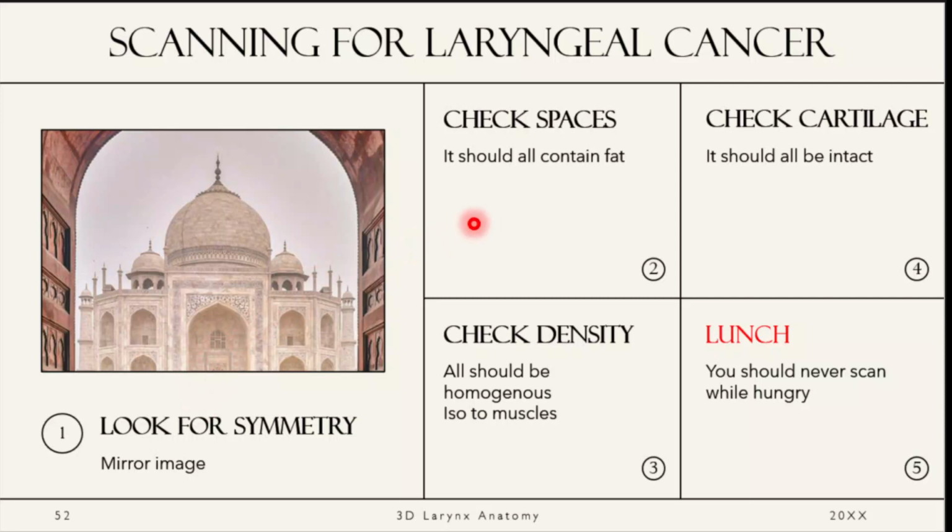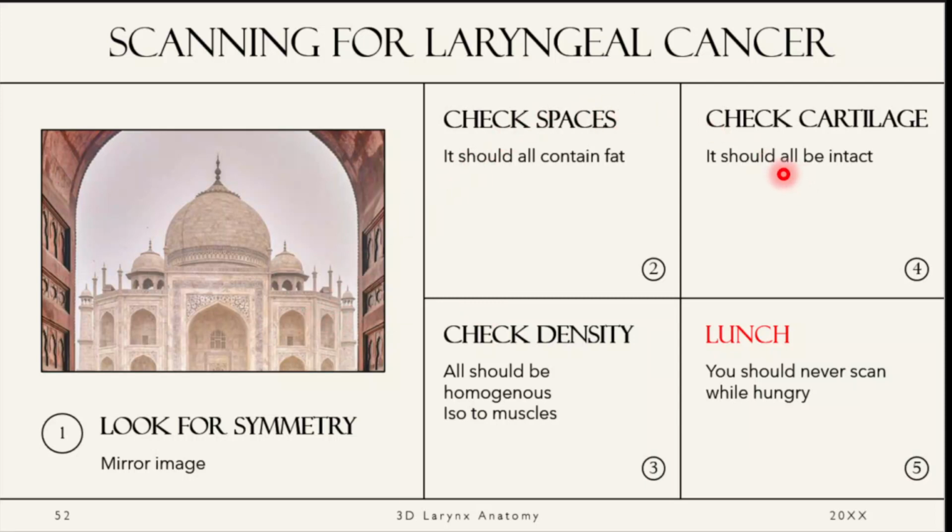Another thing, we look for the spaces. We said that spaces should be spaces. So the sky should be sky. If you see any abnormality here, it is an abnormality. So we look for the spaces, we look at the images, we check for density. The building should be building, the fat should be fat, the cartilage should be cartilage. Any abnormality is an abnormality.